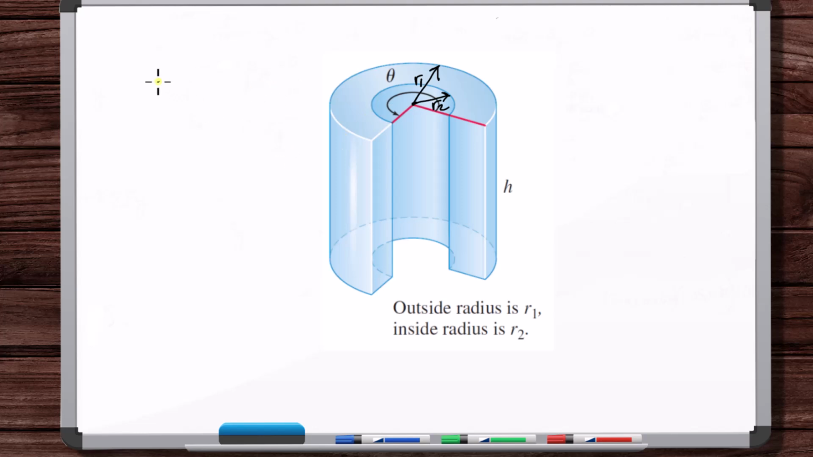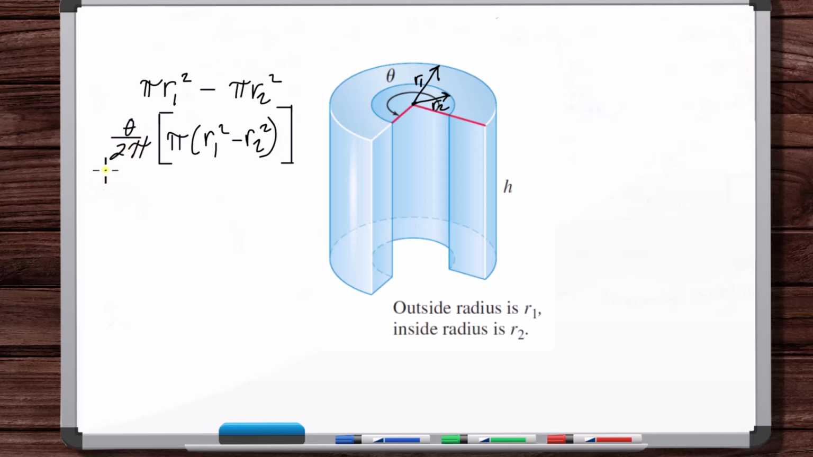You can think about that as the area of the entire circle minus the area of the inner circle. Then you can factor out the pi, and there you go. This is the area if this wasn't missing a piece here. We just want to multiply this by the fraction of the full rotation that theta is. That's the area of the base.